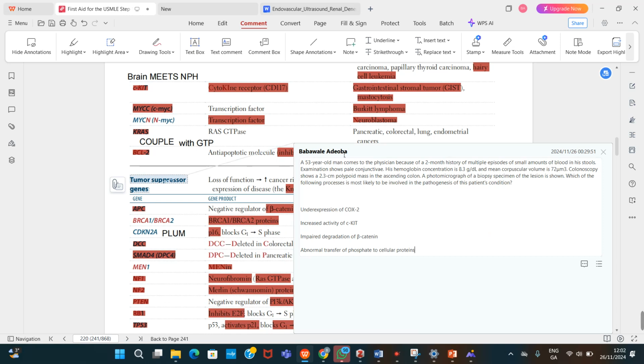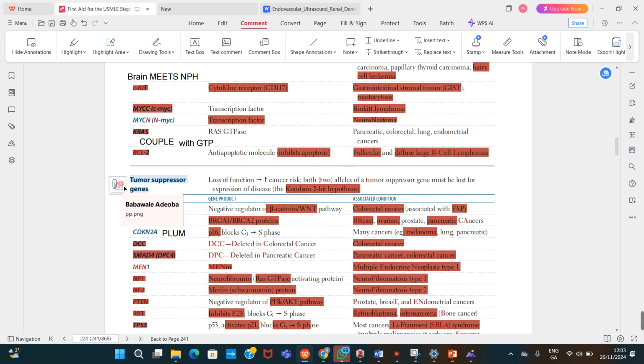A 53-year-old man comes to the physician because of a 2-month history of multiple episodes of a small amount of blood in his stool. Examination shows pale conjunctiva. Hemoglobin concentration is 8.3. Mean corpuscular volume is 72. Colonoscopy shows a 2.3 cm mass in the ascending colon. The photograph of the biopsy is shown. Which of the following is important in the pathophysiology? What type of anemia does this person most likely have? Iron deficiency anemia. Yes, I agree with you.